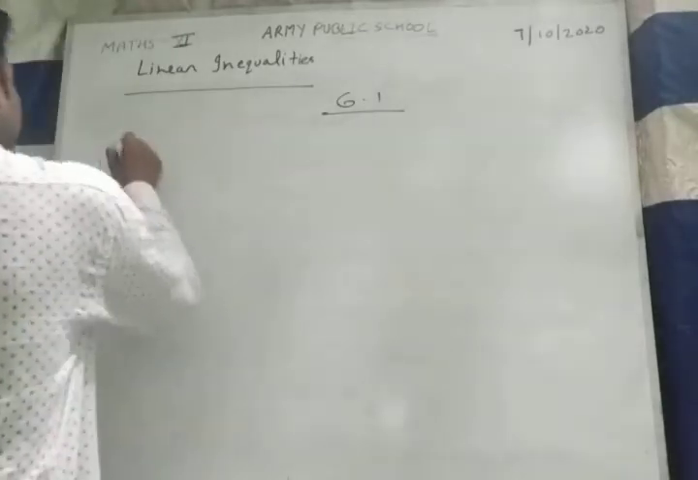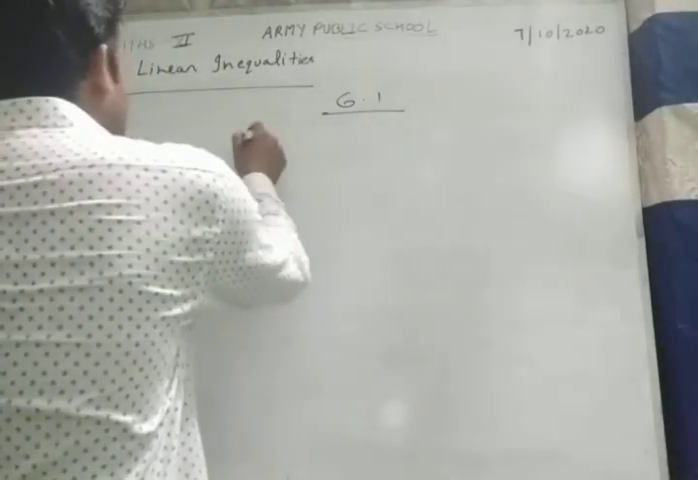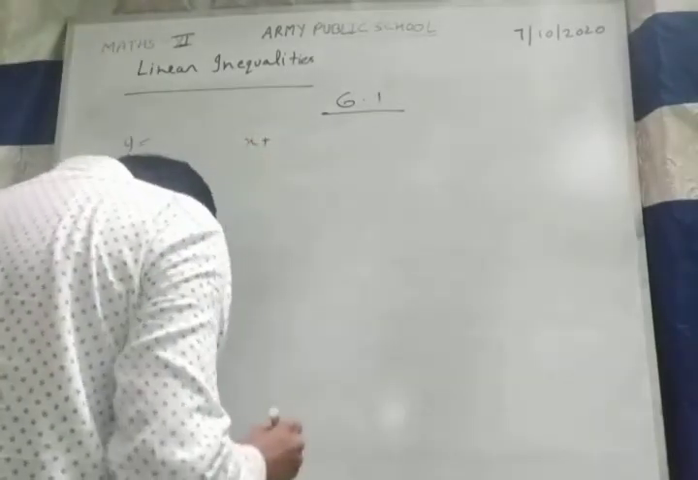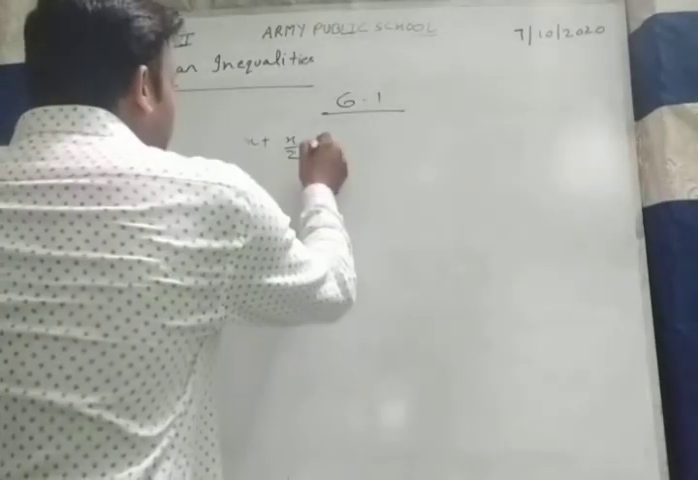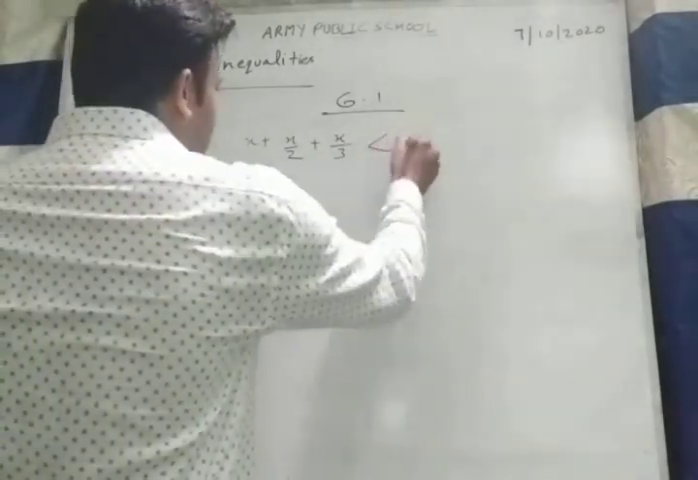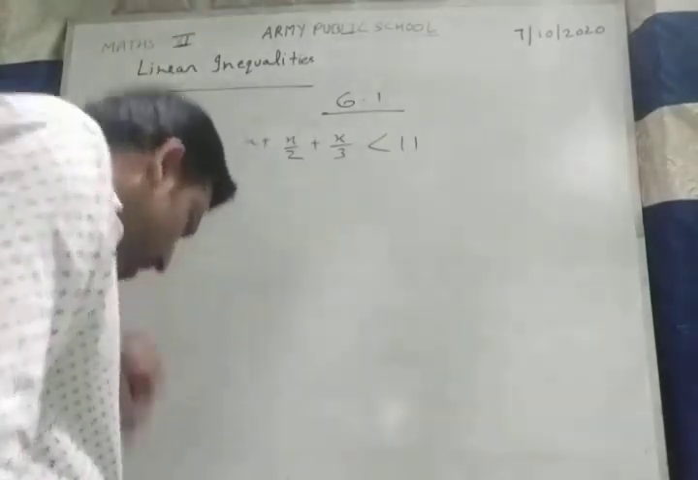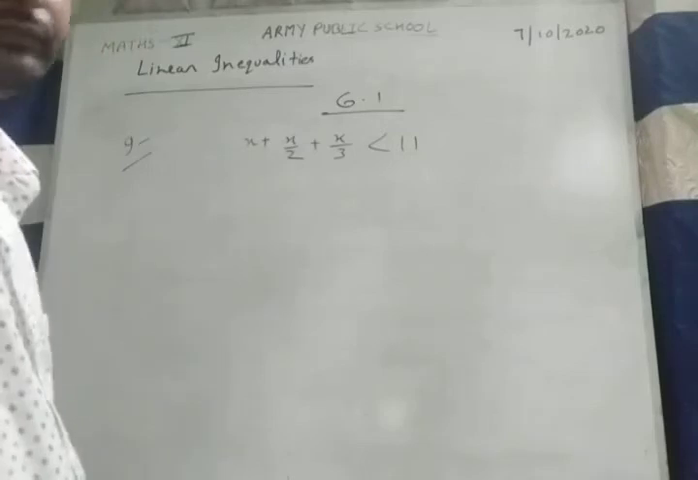Question number 9. x plus x by 2 plus x by 3 is less than 11. Now we have to simplify this question.